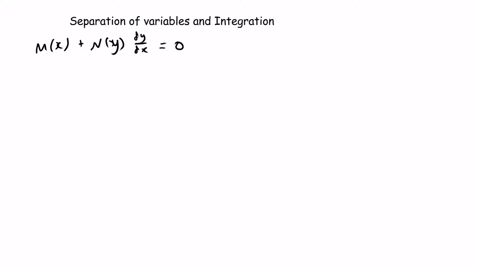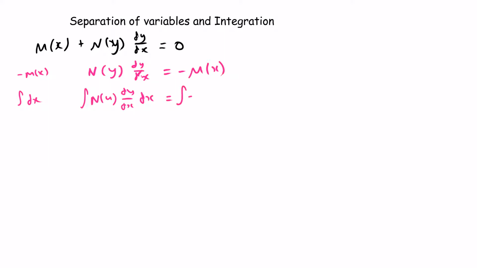Let's solve this to show you how we would do it. The first thing is we would take away m(x) on both sides. From there, we integrate both sides with respect to x. So here we've taken away m(x), and I'm going to integrate with respect to x. So the integral of n(y) dy/dx equals the integral of negative m(x) dx.